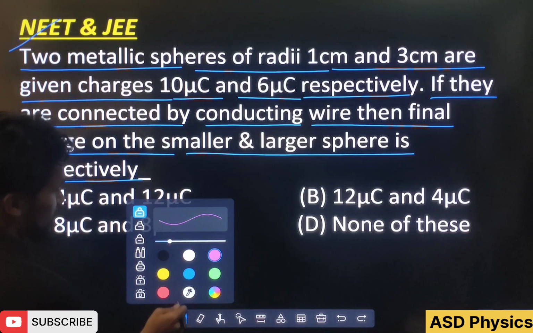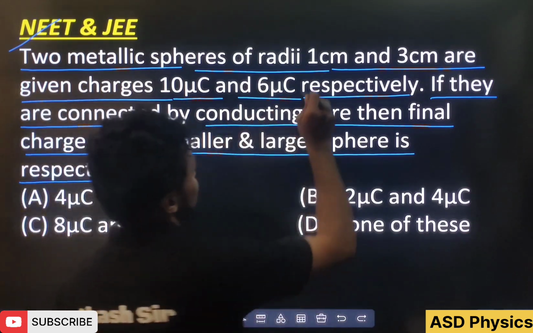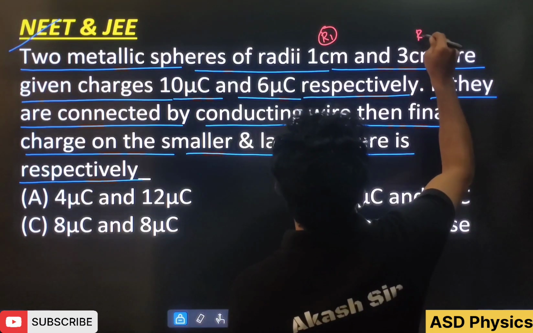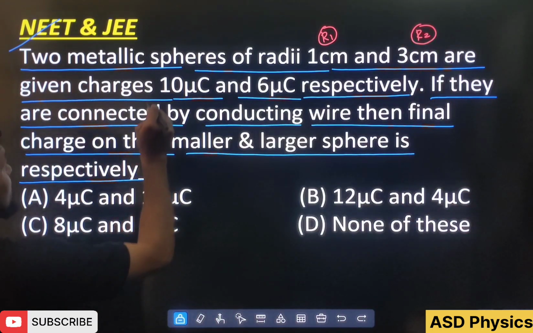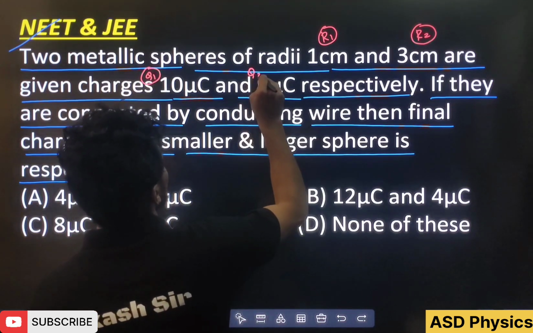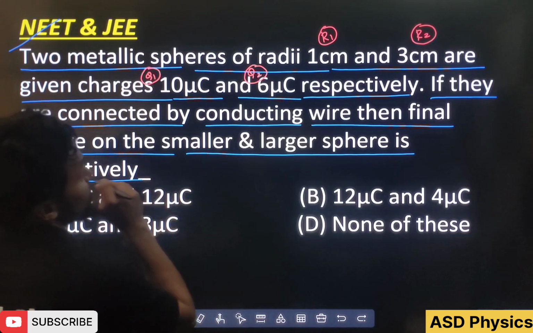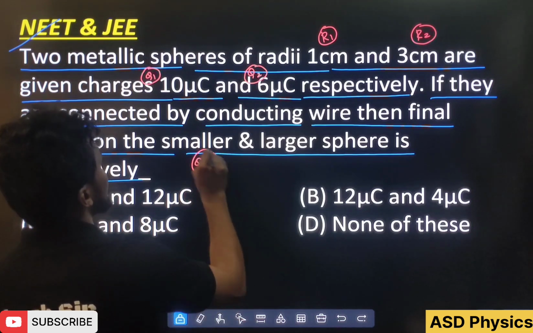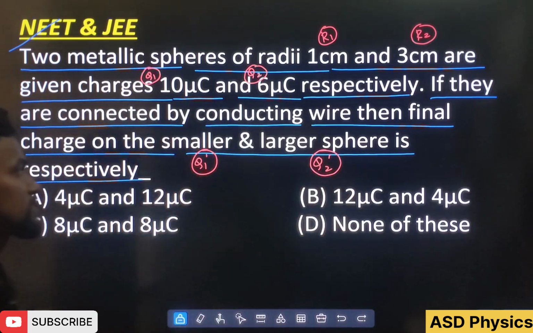So first we are going to give some names. Let's take 1 centimeter as R1, 3 centimeter as R2, and 10 microcoulomb as Q1, and 6 microcoulomb as Q2. And we are going to find the charges. The smaller one, 1 centimeter, I will give Q1 dash, and the larger one I will give Q2 dash. Now all these things are ready.